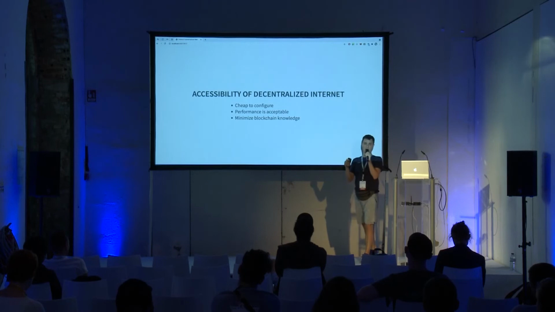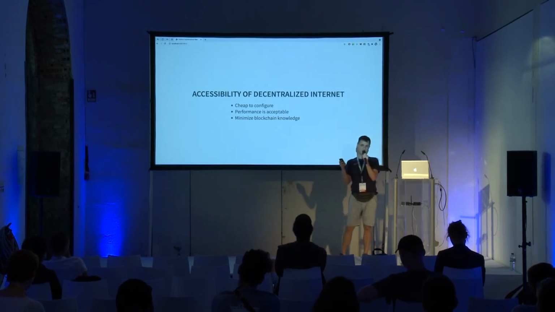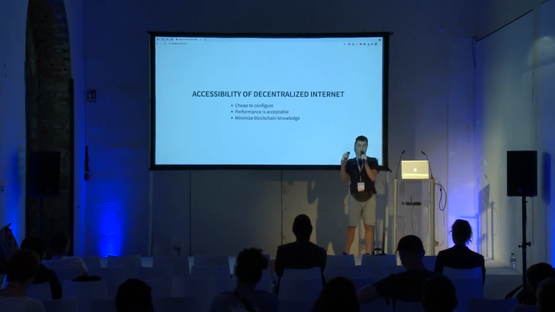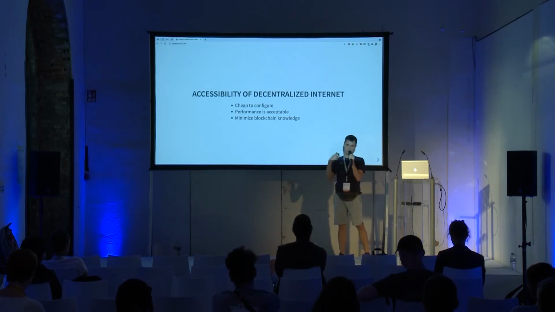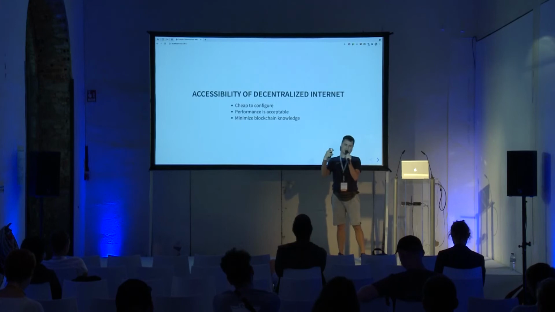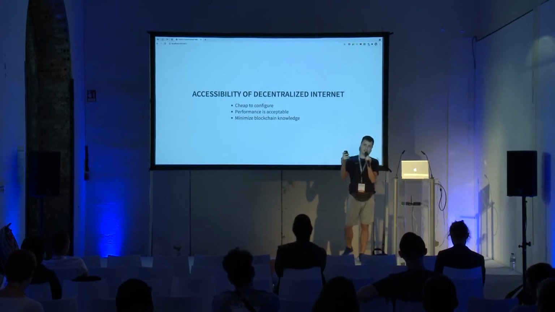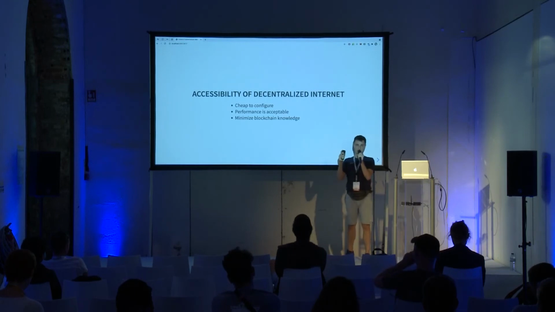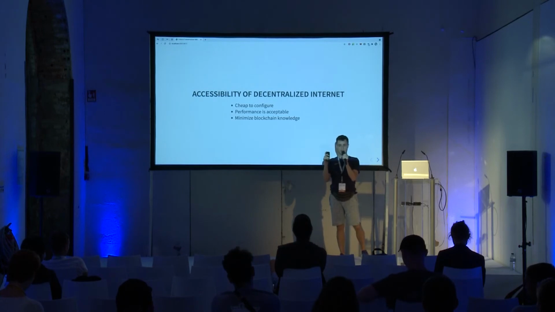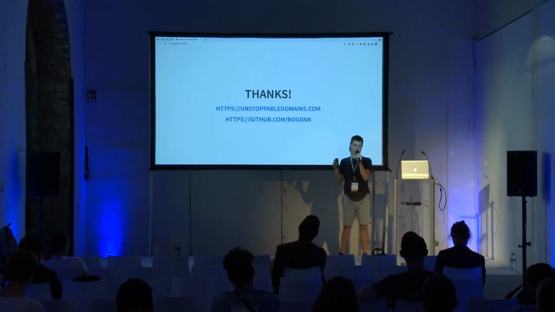So what do we mean by accessibility of the decentralized internet, right? Cheap to configure. The gas prices should be acceptable. Performance is acceptable, right? So the domain name resolves in the browser at least not much slower than a traditional domain name. And then minimize blockchain knowledge. Right now, you just need to know a lot of things to work with your domain name. We need to fix that. Thanks. That's everything.